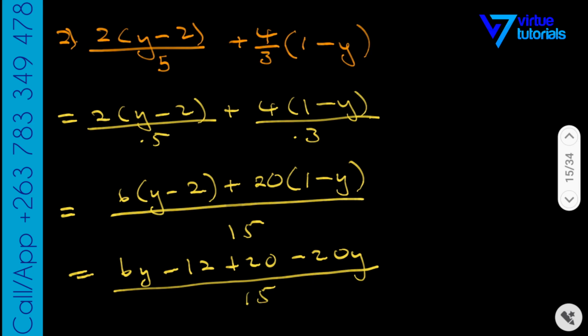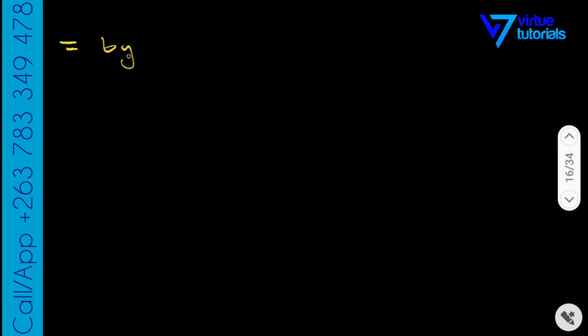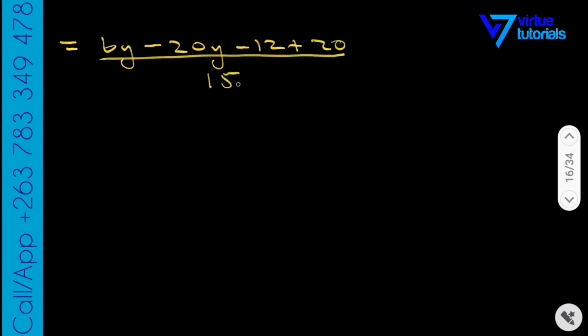Again, we can identify like terms. We have a 6y and a minus 20y. They're not necessarily together, so we need to rearrange. So this is equal to 6y minus 20y minus 12 plus 20, all over 15. 6y minus 20y will give you a minus 14y. Minus 12 plus 20 will give you a plus 8. And this is all over 15.